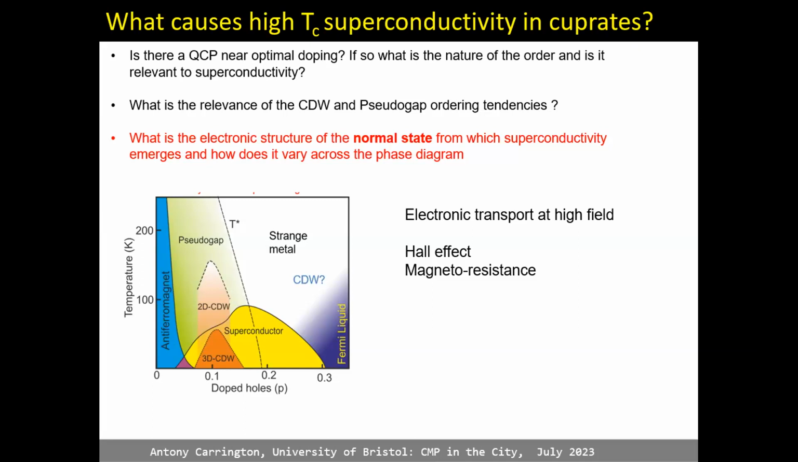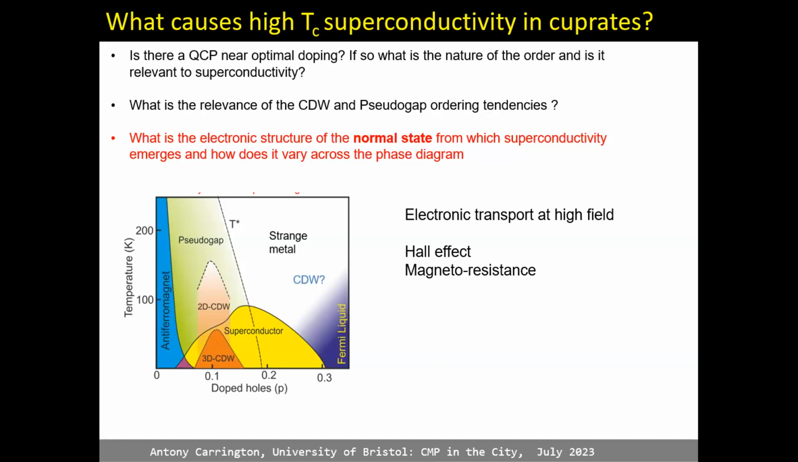Okay, that's a little bit controversial. But nevertheless, I've also spent much of my life studying this side of the phase diagram. Okay, so I've put some questions here. One is, is there a quantum critical point near optimal doping, or are there other quantum critical points? And if so, do they have any relevance to superconductivity?